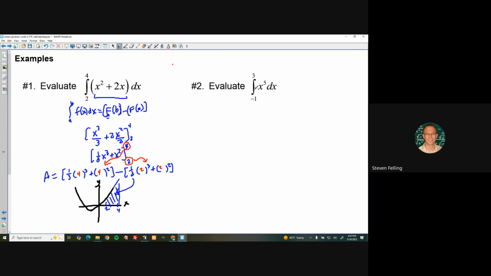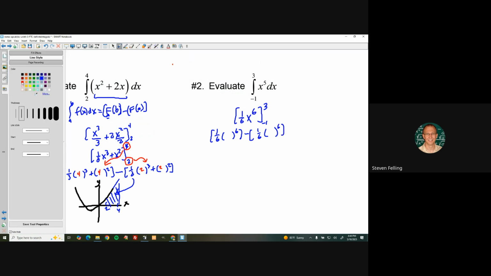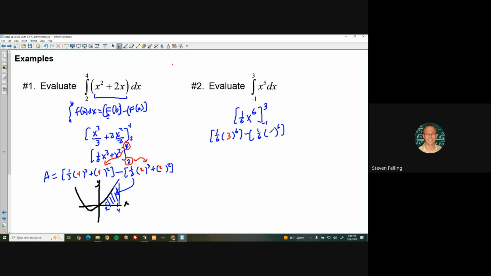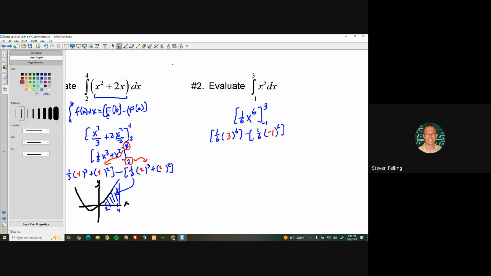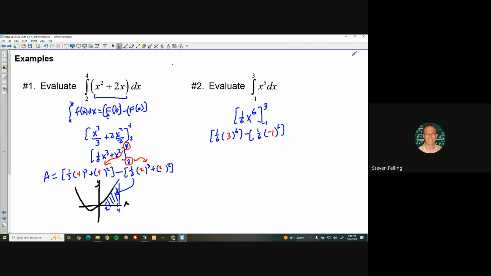Okay, here's how I would do this. We would take the antiderivative of x to the 5th, which is 1/6 x to the 6th, x to the 6th divided by 6. Usually we put that in a box so we have some place to write the numbers. And then we take 2 copies of that, so that's 1/6 something to the 6th minus another copy, 1/6 something to the 6th, and we plug in the 3 in this copy, and we plug in the -1 in this copy. Right, so that is the area under this curve, exactly right. So that's the main application for the fundamental theorem of calculus.